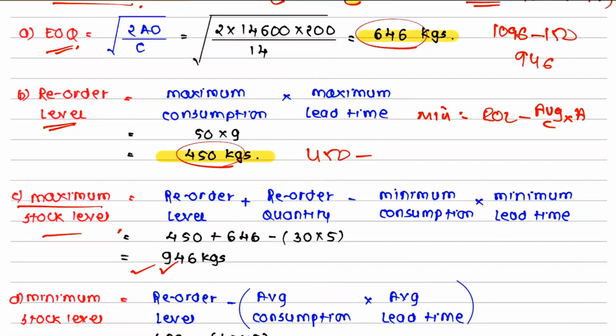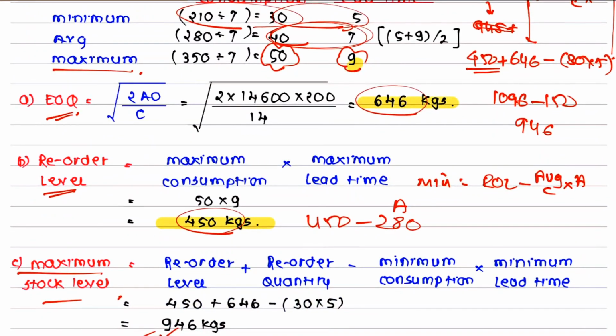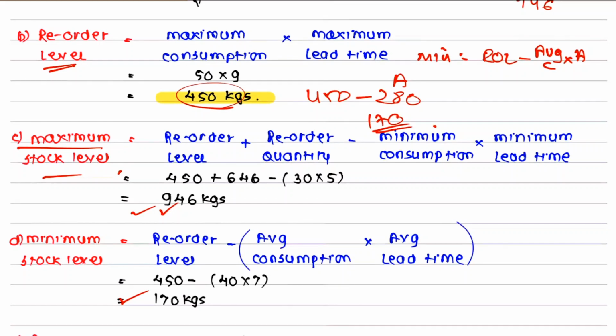450. Minus average consumption into average lead time. So average consumption into average lead time will be 40 into 7, which is 280. 450 minus 280 is 170. Is this clear? So you're going to get the answer as 170. When you refer to it next time, you should be able to recall what happened.